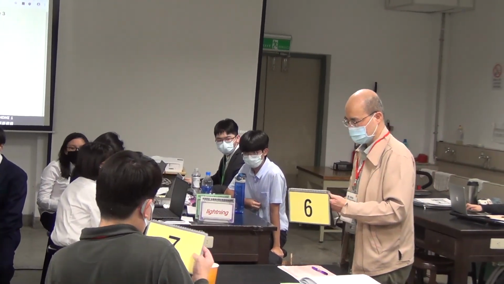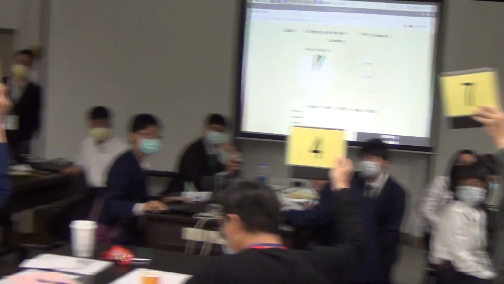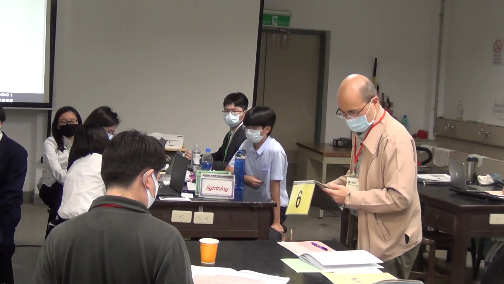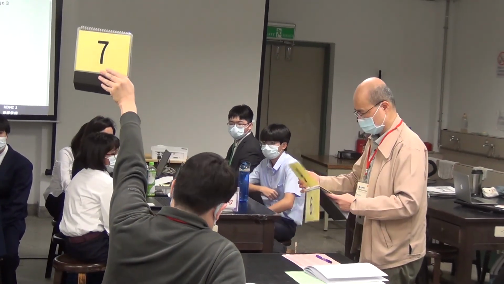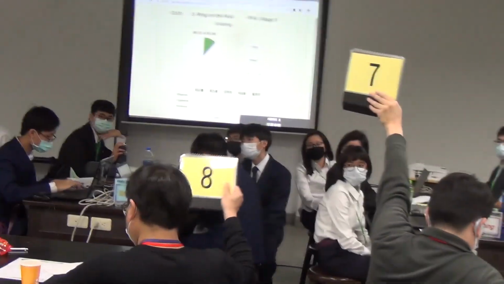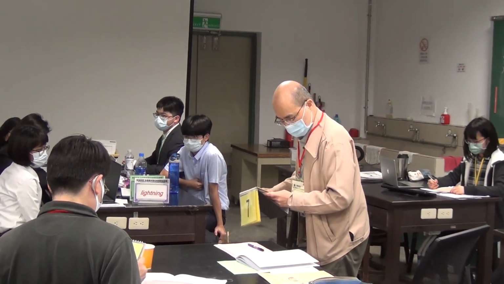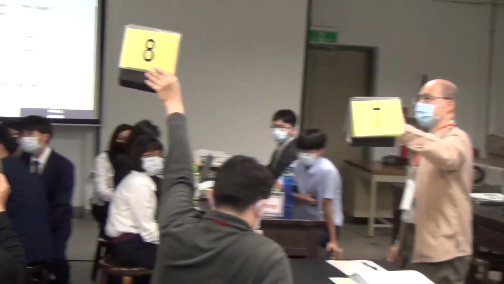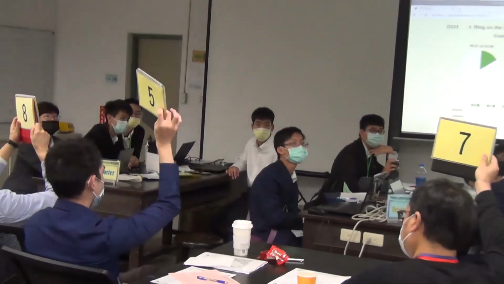Start with the reporter: 6, 7, 4, 5, 5. The opponent: 7, 7, 8, 7, 7. Finally, the reviewer: 7, 8, 7, 5, 8.